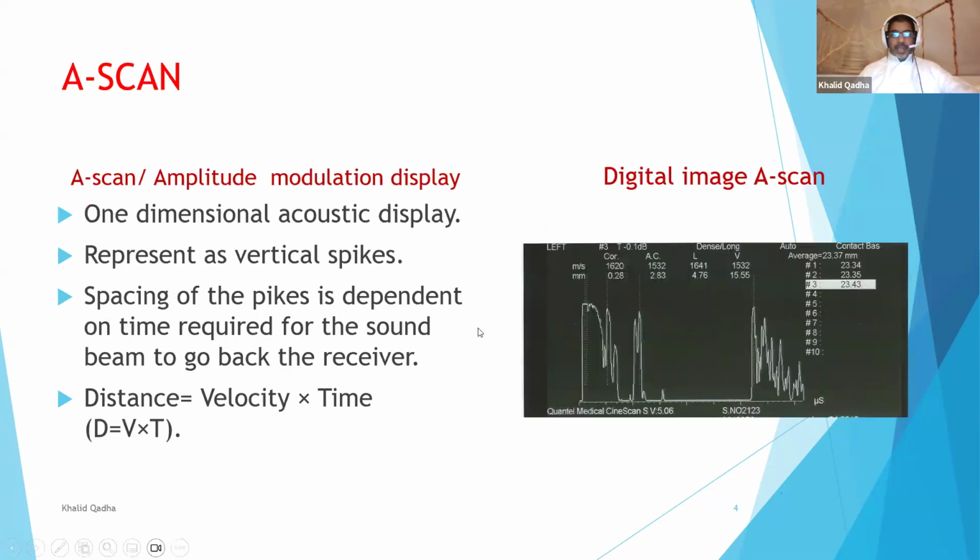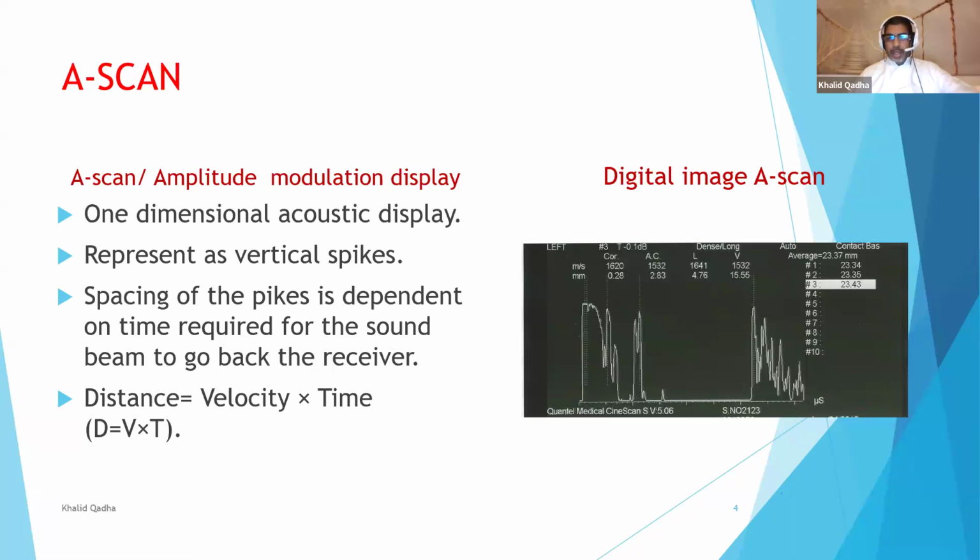We'll talk first about A-scan. It's a one-dimensional acoustic display representing vertical spikes. So how can we get use from this spike? Usually once you put that probe on the eye, you will get a certain spike. If you want to go here like in biometry, the first spike will usually be the cornea spike, and this is if it's a contact technique.